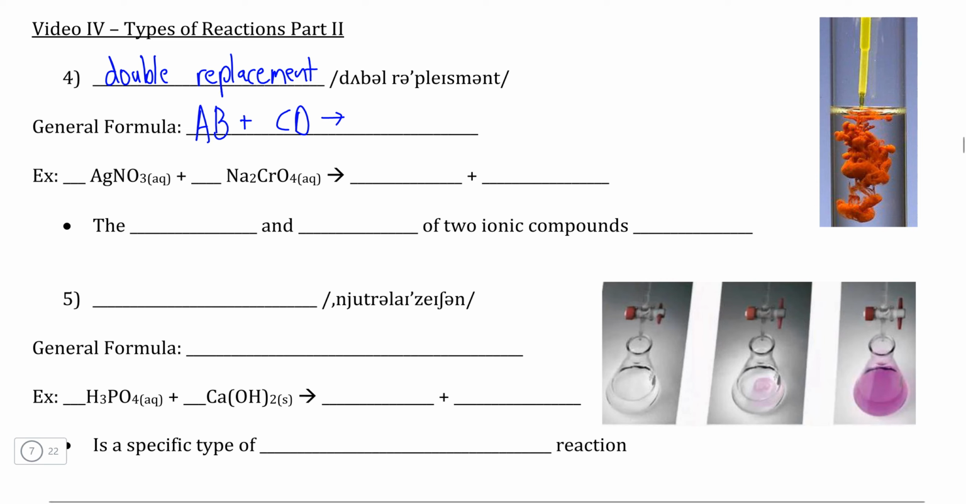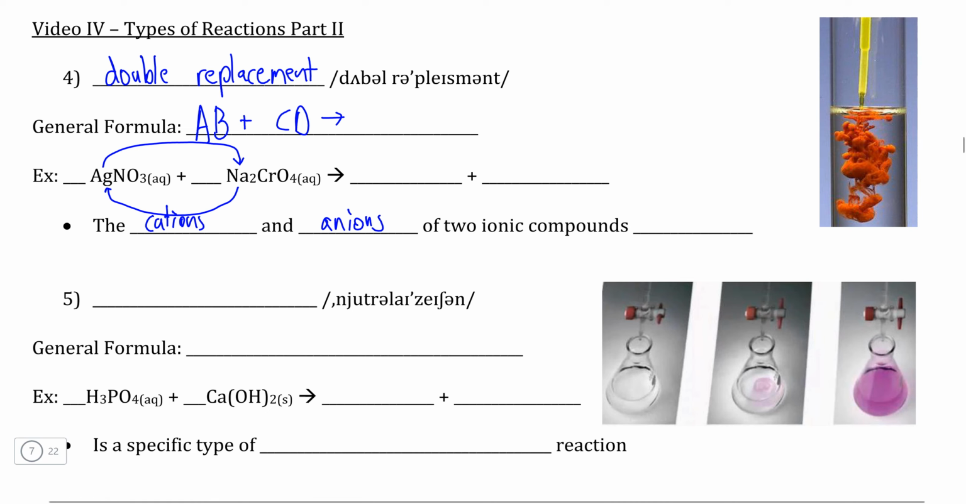Now, in a single displacement reaction, the singular element replaces either the metal or the non-metal, or rather the cation, the positively charged ion, or the anion, the negatively charged ion, depending on what the element is. But in a double displacement reaction, the cations of each of our ionic compounds switch places like this. Now, if you want to do this with the anions instead, you'll end up with literally the same thing, so it doesn't really matter which we frame it from.